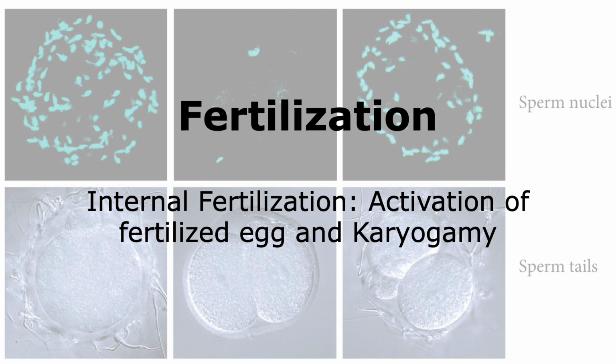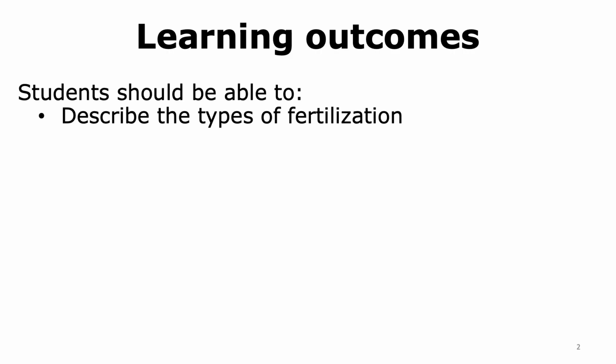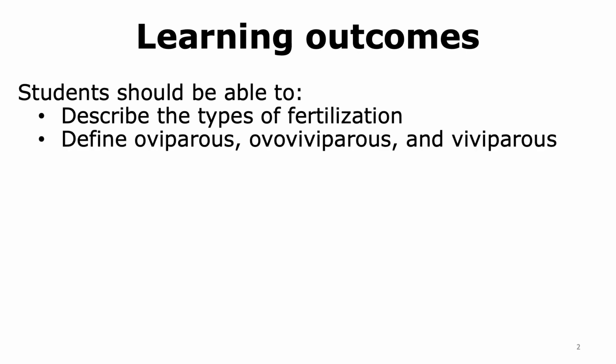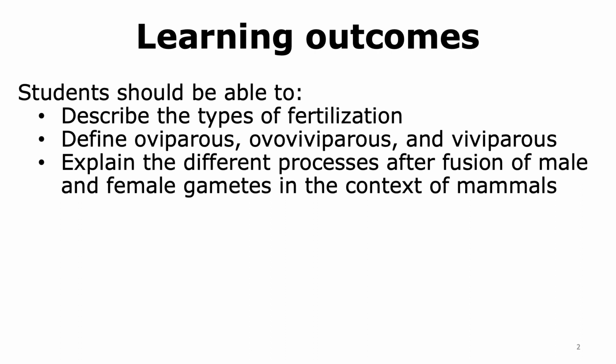Welcome to the fertilization module, and in this talk we're going to learn about the activation of the fertilized egg in karyogamy in the context of internal fertilization. We will first look at the different types of fertilization, followed by the different types of animals which can be oviparous, ovoviviparous, or viviparous. We will then learn about different processes that occur after the fusion of the male and female gametes in the context of mammals.